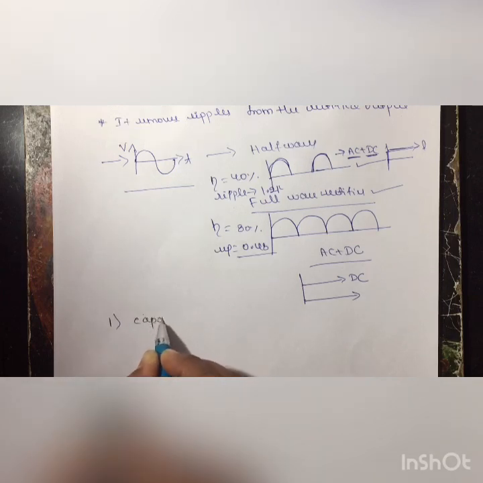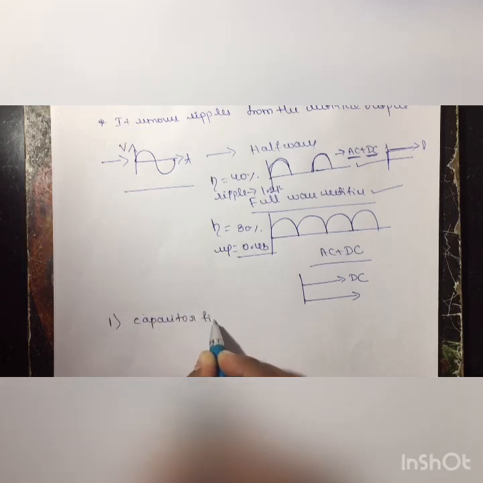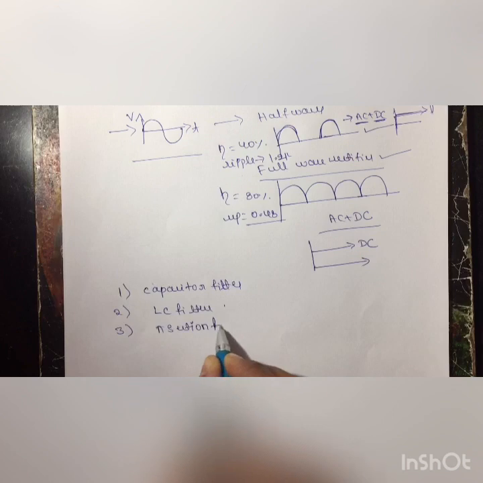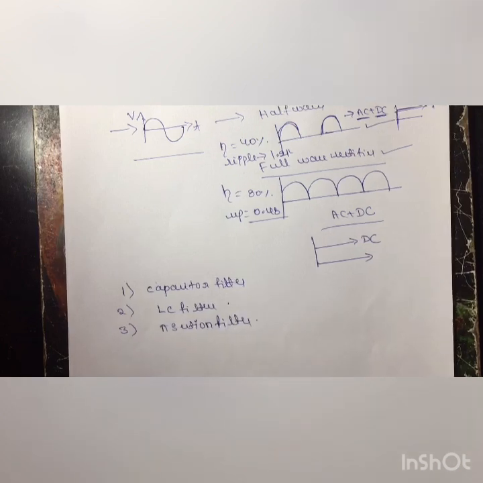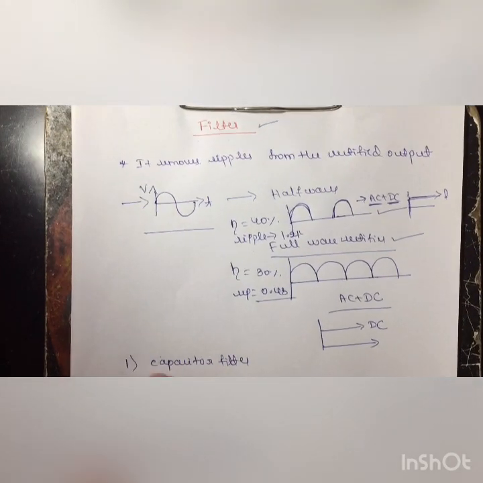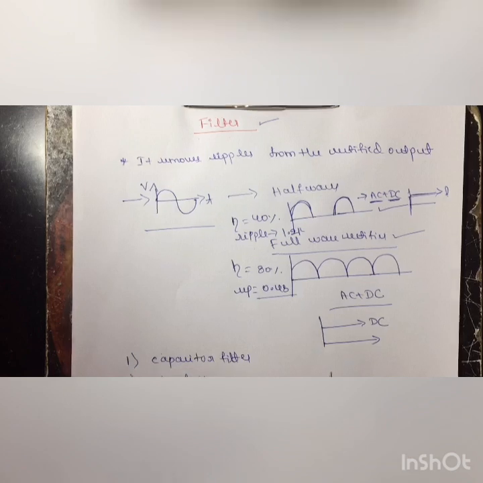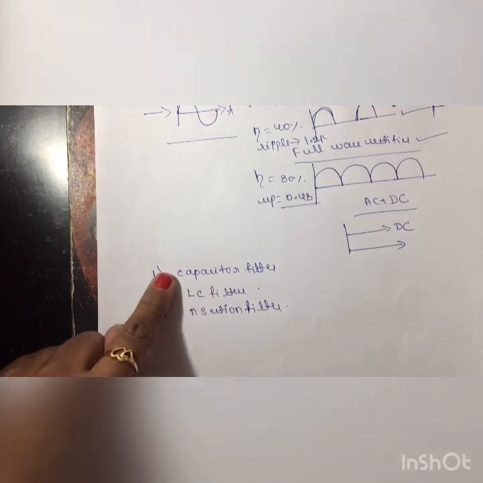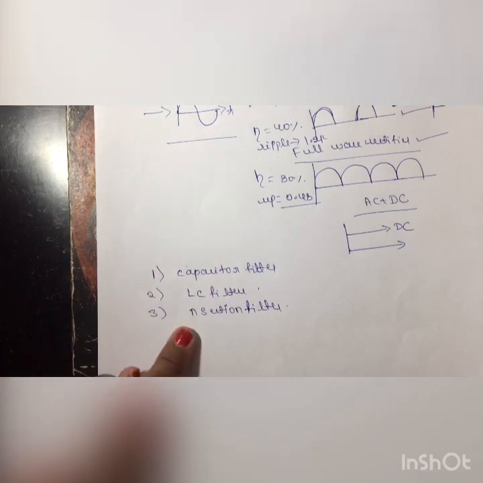The first one is the capacitor filter, the second one is the LC filter, and the third one is the pi-section filter. One more is there. Actually the four types are the capacitor filter, inductor filter, LC filter, and pi-section filter. But in your syllabus they have given only three types: capacitor filter, LC filter, and pi-section filter.